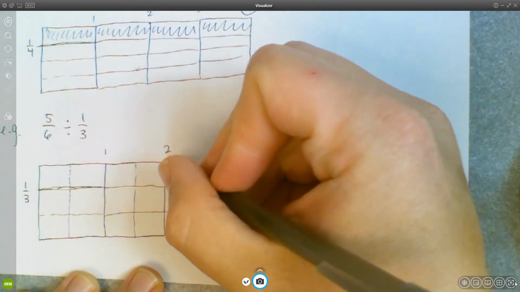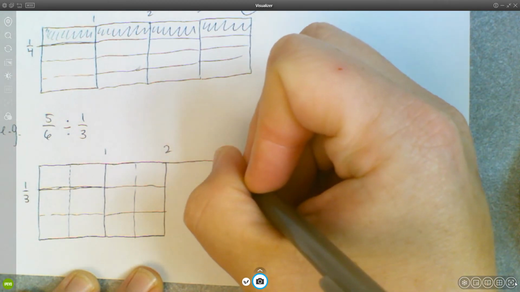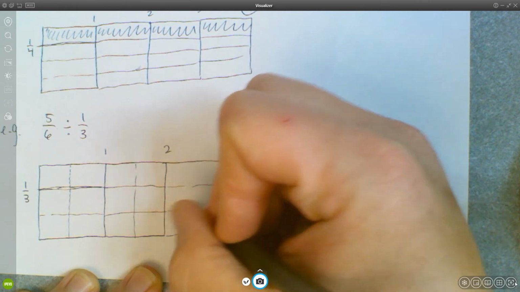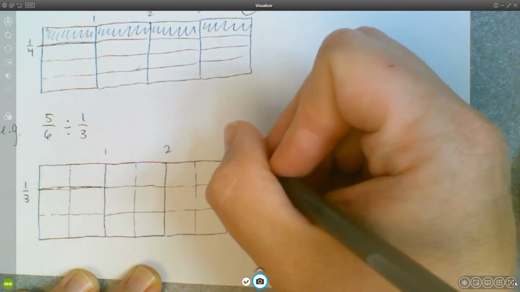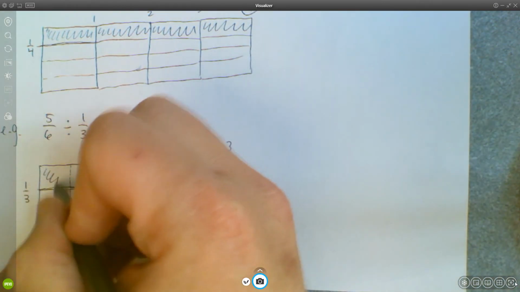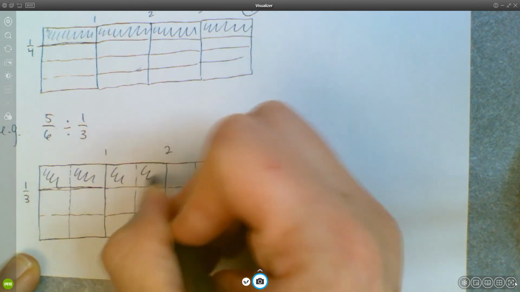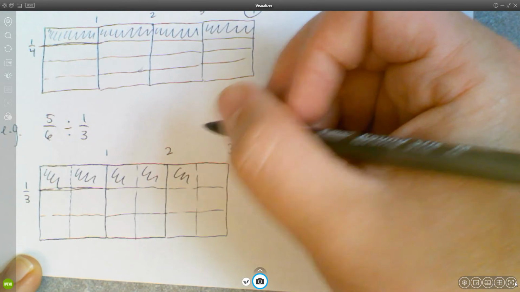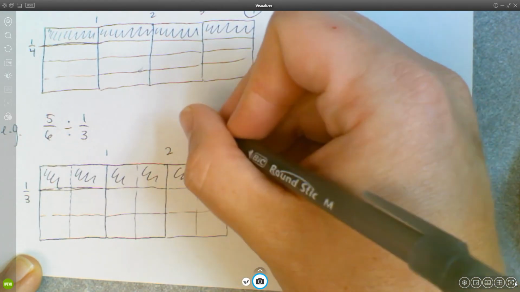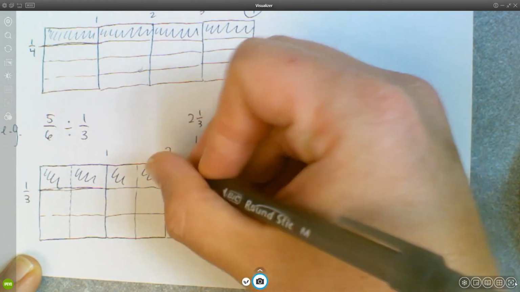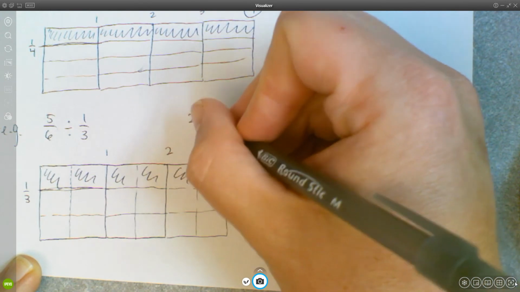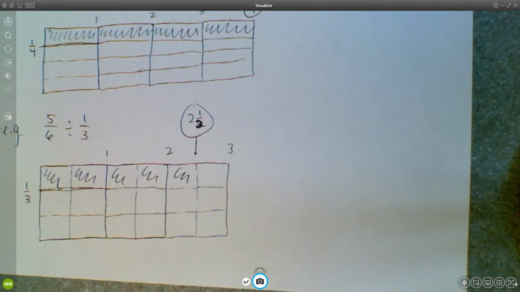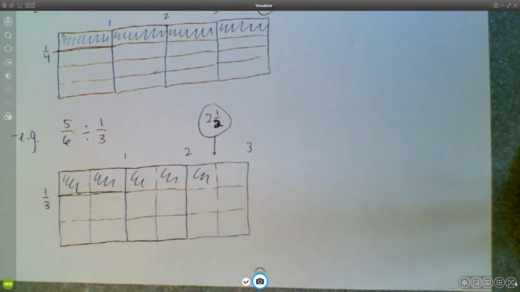I need 5/6. So I'm going to add one more unit, and now I can shade in 1, 2, 3, 4, 5. Right, there's 5/6 right there. Okay, so what number is this? Well, it's right in between 2 and 3, right? I split the space between 2 and 3 in half, so it should be 2 1/2. Right, 2 1/2.